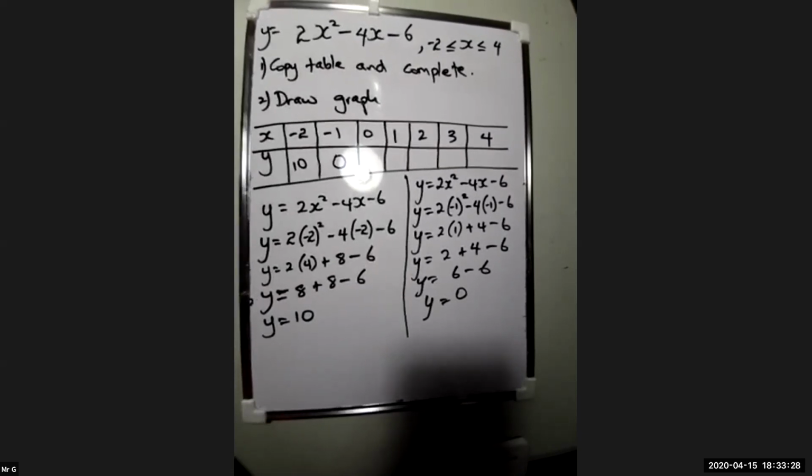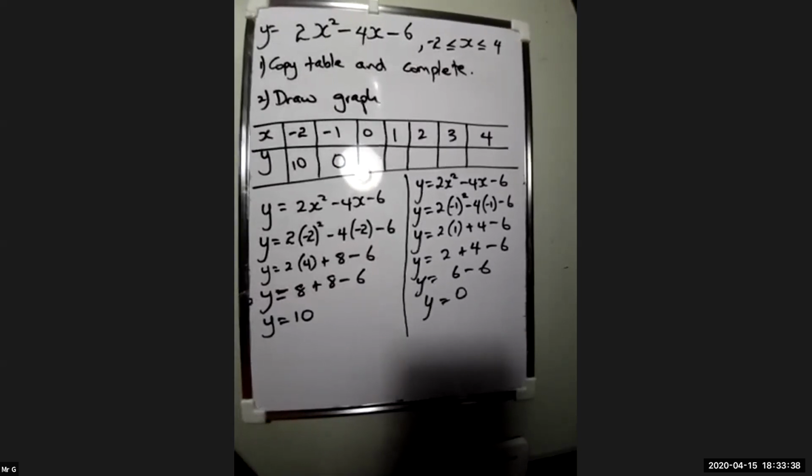The last three coordinates for y, I get minus 6. And again, a good graph. Nah, that's wrong.